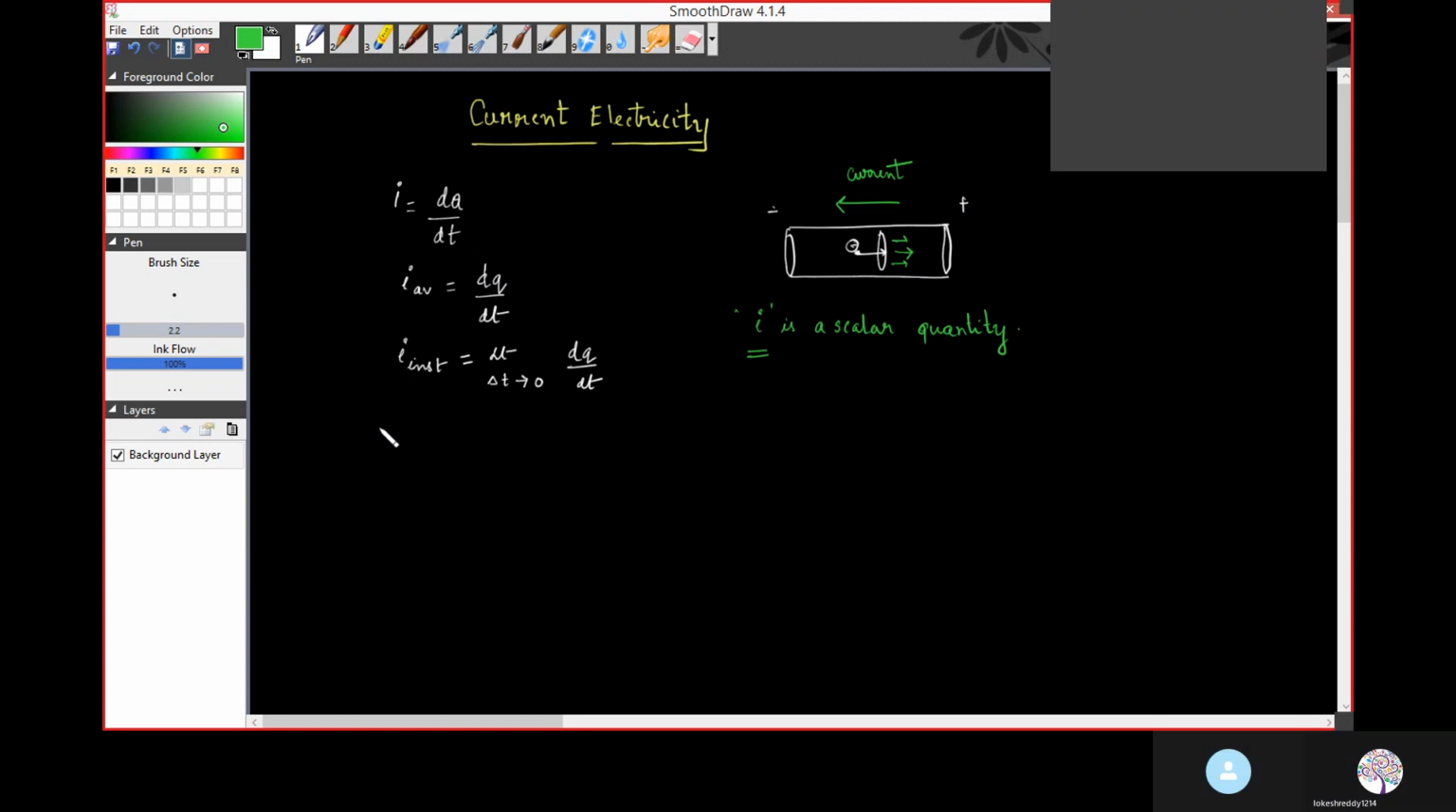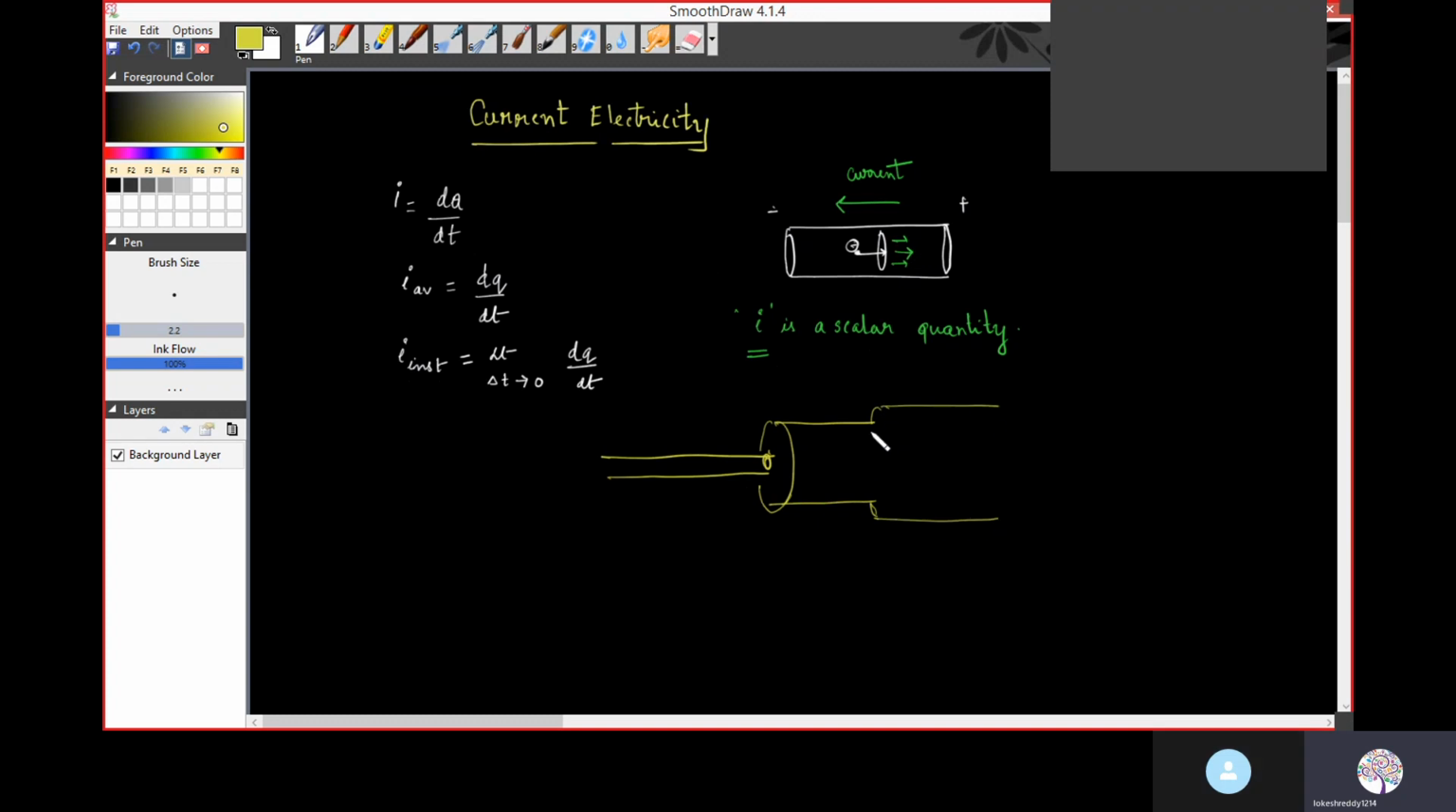Now, current through a conductor of non-uniform cross section. So I'll consider a non-uniform cross section. First I will pass through this one, and then a bigger area of cross section, and still bigger area of cross section I will consider.